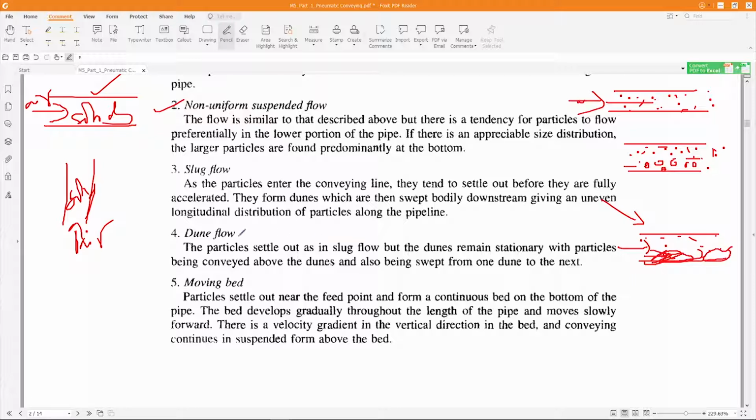Okay. So what about dune flow? Dune flow is the same as slug flow. Only the difference is this will not move. We are talking about dune flow. This slug will not move now. Only the particles above it will move. This dune is like a sand dune, so the dune will not move. Okay, this is called dune flow. Only the particles above the dune will flow.